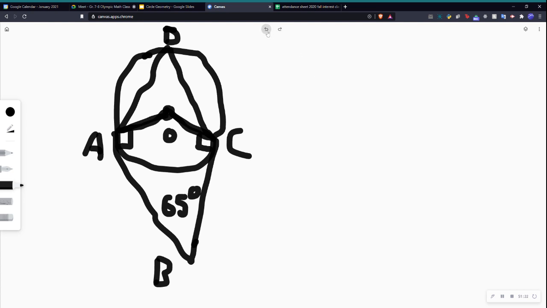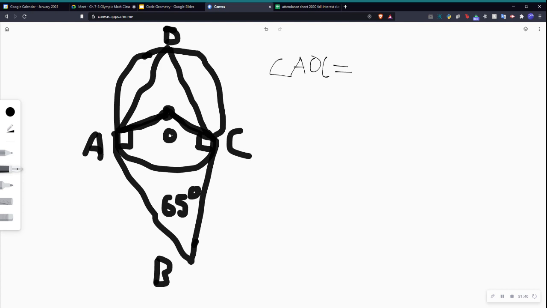Should write in thinner pencil, thinner ink. So AOC. Remember that this is a quadrilateral, ABCO. This is a quadrilateral, and the angles in the quadrilateral, interior angles, add up to 360 degrees.